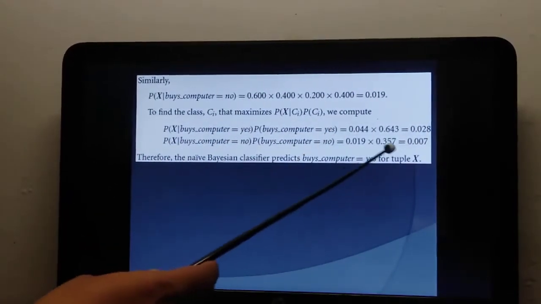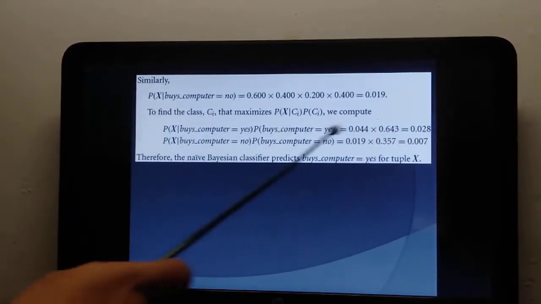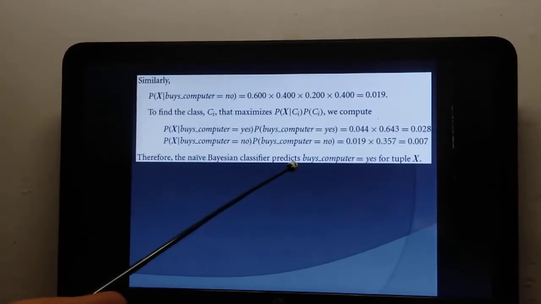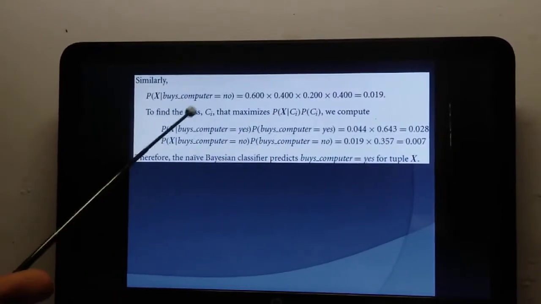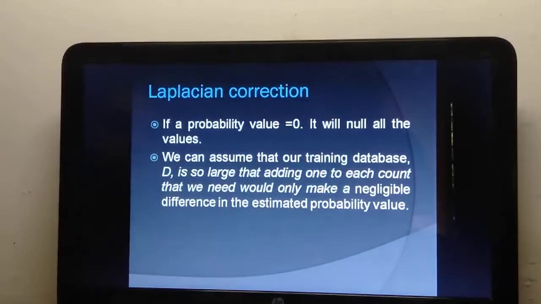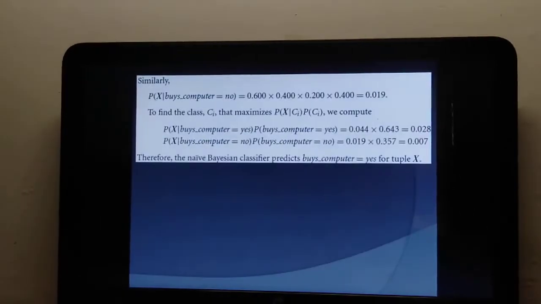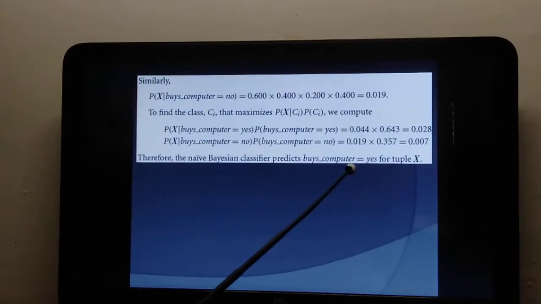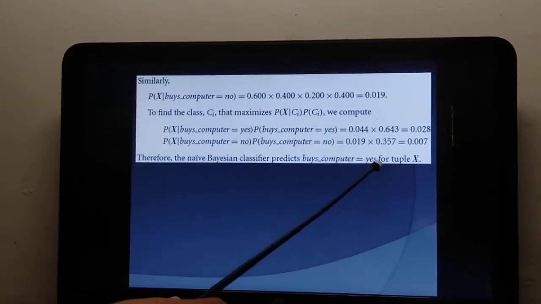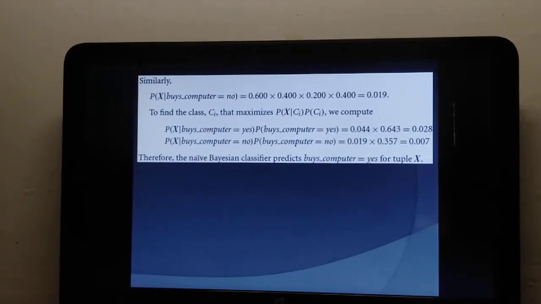Similarly, multiply this value with the probability of no and you get 0.007, which is smaller. The yes class is greater. So the naive Bayes classifier predicts, for this particular set of values, that is age is equal to youth, income is equal to medium, student yes, and credit rating fair, that the customer buys computer is equal to yes. This is how we do classification using the naive Bayes classifier.